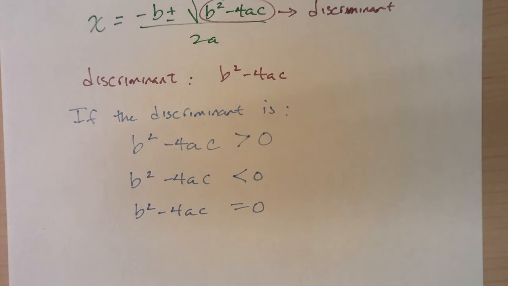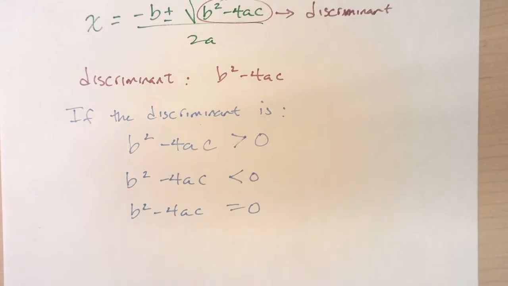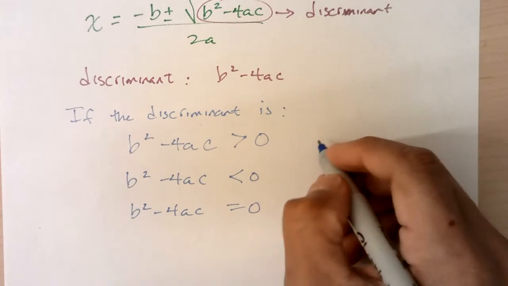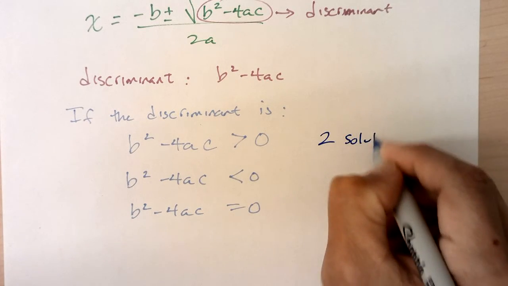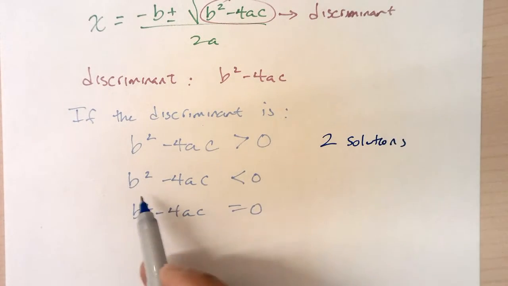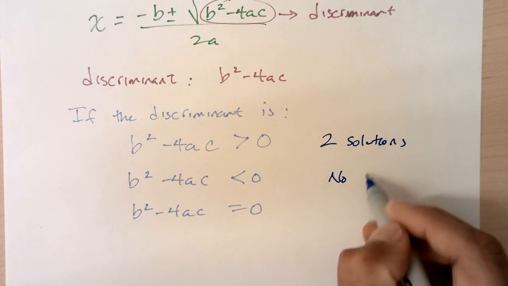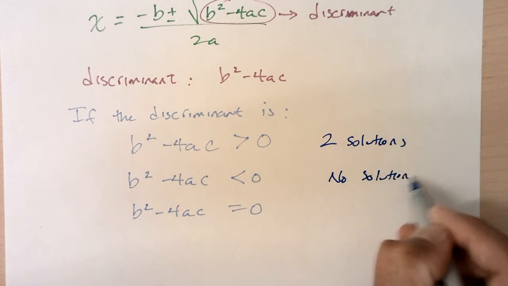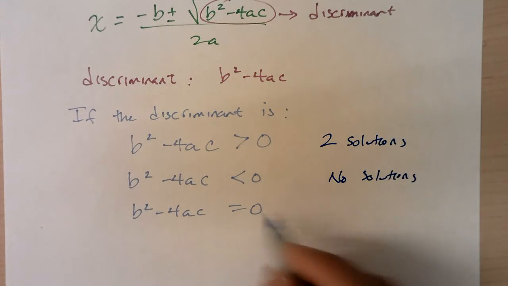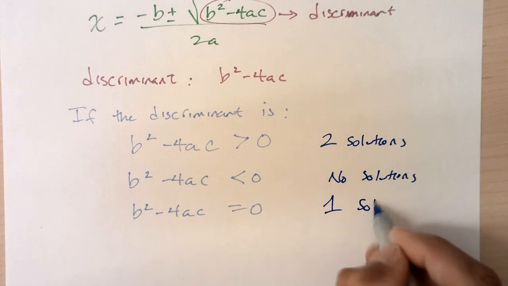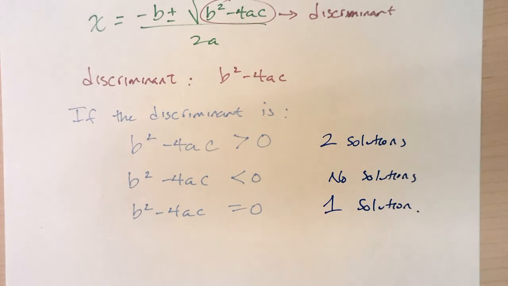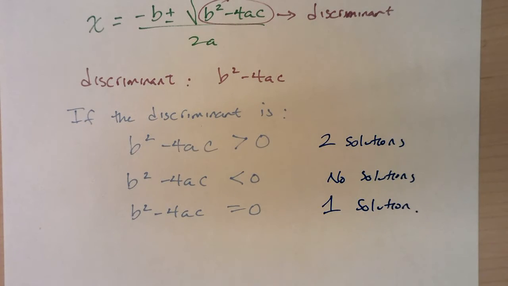So here's what we determined. If the discriminant is greater than 0, that means it's positive, then there's 2 solutions to your quadratic equation. If the discriminant is negative or less than 0, then there's no solutions to your quadratic equation. Or if the discriminant is equal to 0, there would be one solution to your quadratic equation. And those are the 3 possibilities for any quadratic equation.